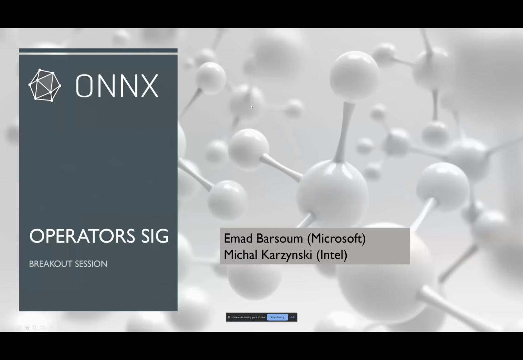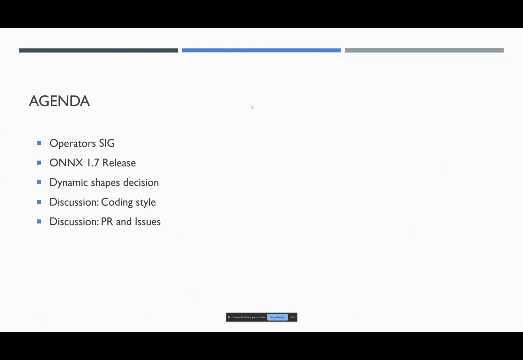Thanks everyone for coming. So I am Imad Barsoum. Michal and I lead the operator SIG group. Sorry, Michal cannot attend today. So currently, this is the agenda. We'll talk about an overview of the operator SIG, then the coming release, which will be released soon, ONNX 1.7, then dynamic shape, which we discussed in the last workshop, but we made a decision during the operator SIG meeting, and I will discuss the final decision and why. Then some discussion about coding style, PRs, and some other issues.